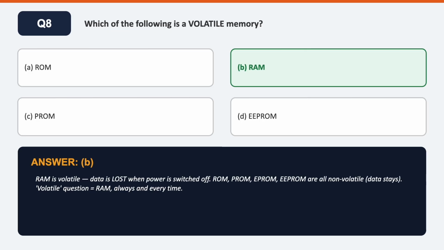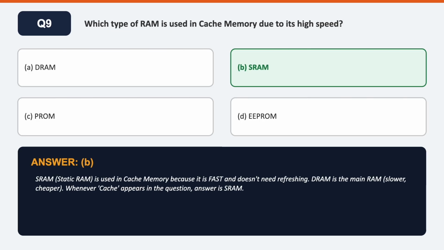Only RAM is volatile. Question 9. Which RAM type is used in cache memory? A. DRAM, B. SRAM, C. PROM, D. EEPROM. Answer B. SRAM is fast and used in cache. DRAM is the main RAM. S for speed, S for cache.